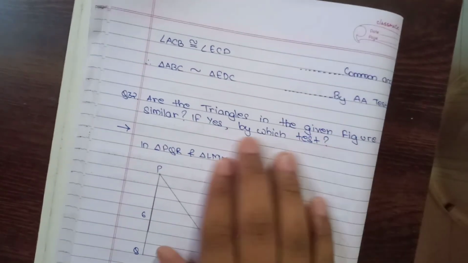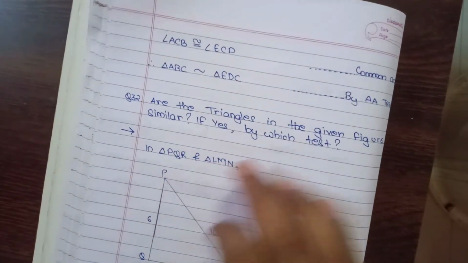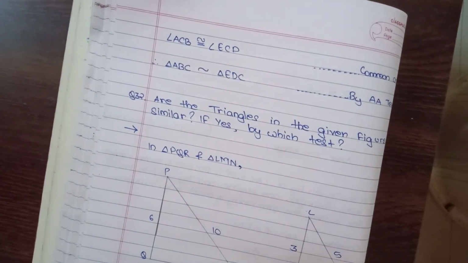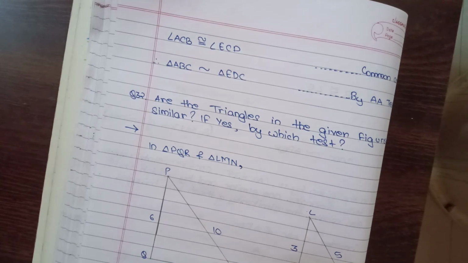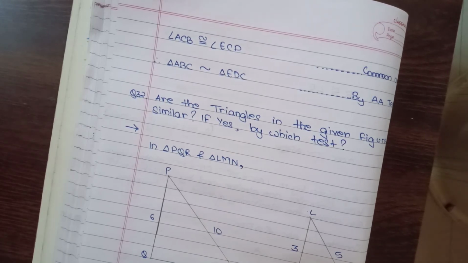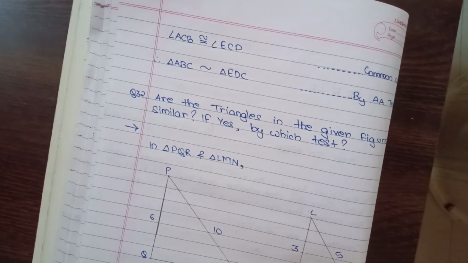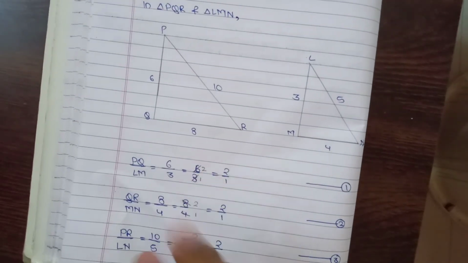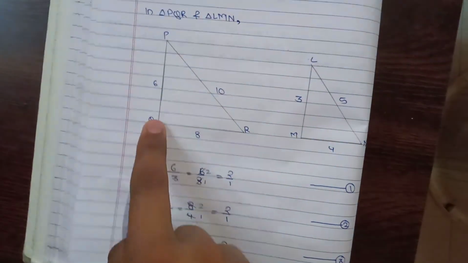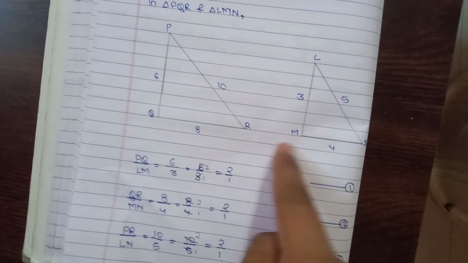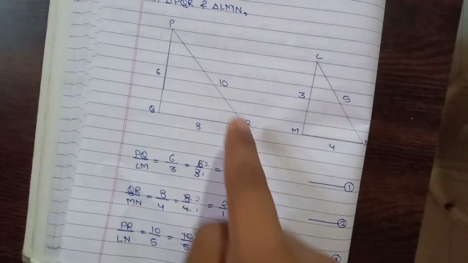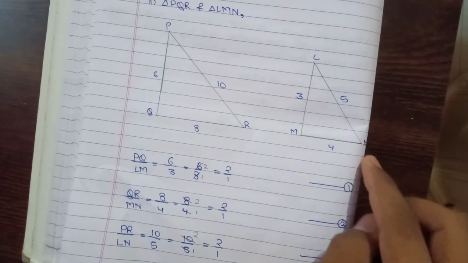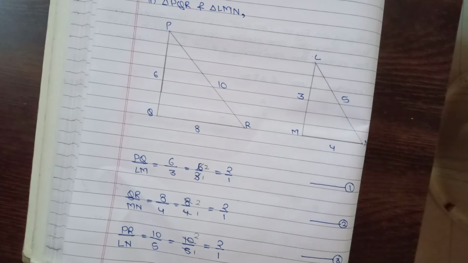So this is that, are the triangles in the given figure similar? If yes, by which test? So we are given two triangles and we have to see whether they are similar or not, and if yes, then by which test. We are given that PQ's value is 6, QR's value is 8, and PR's value is 10, and also LM's value is 3, MN's value is 4, and LN's value is 5.